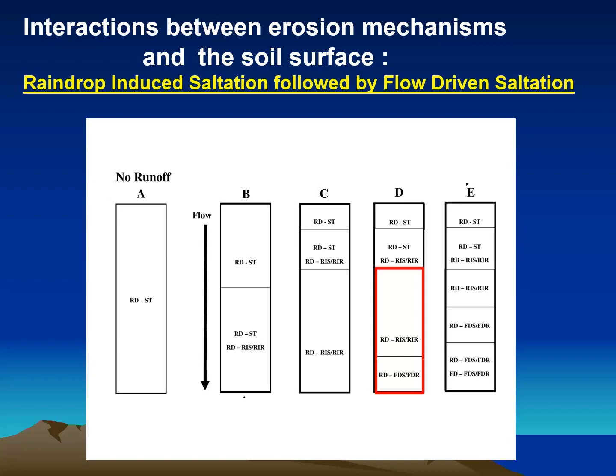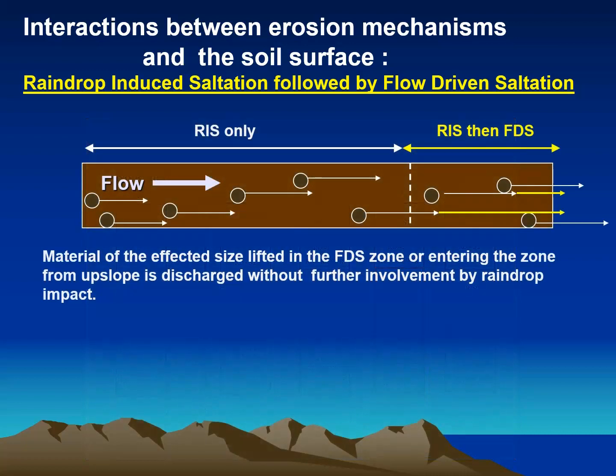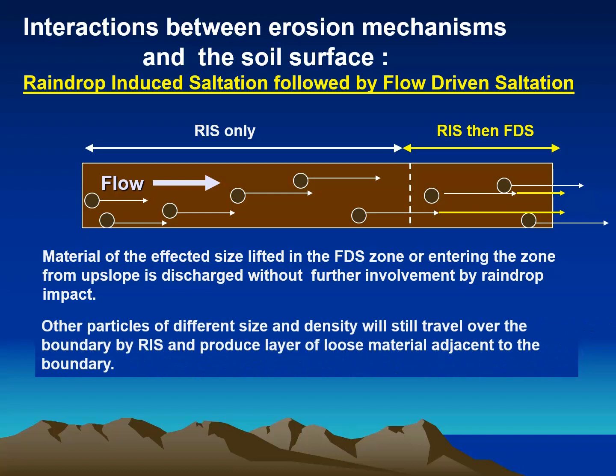When raindrop-induced siltation is followed by flow-driven siltation, material of the affected size lifted in the flow-driven siltation zone or entering the zone from upslope is discharged across the boundary without further effective drop impact. Other particles of different size and density will still travel over the downstream boundary by raindrop-induced siltation and produce a layer of loose material in the flow-driven siltation zone.